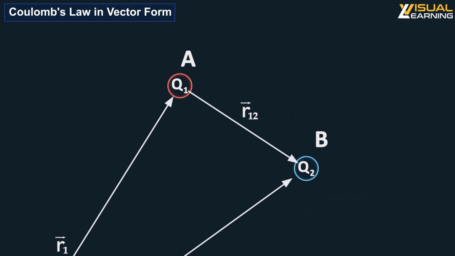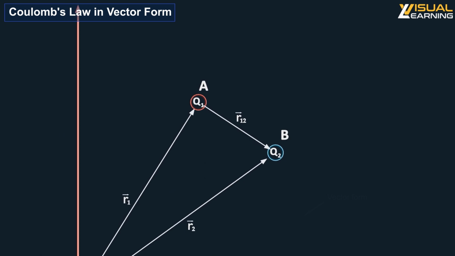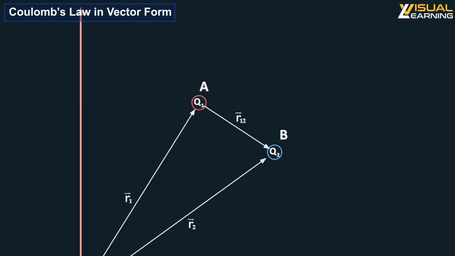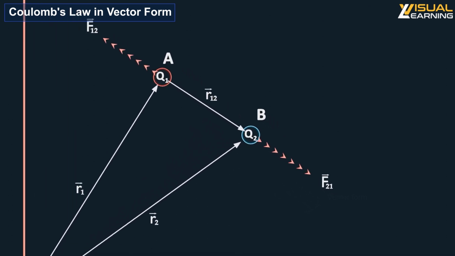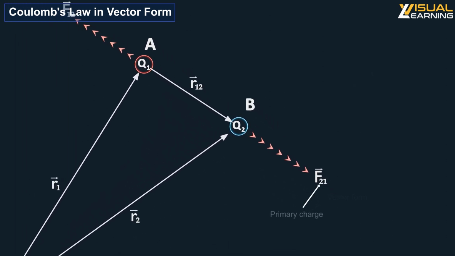Now, as we know that both charges are positive, they will exert a repulsive force on each other. Charge q1 will exert a force F21 on charge q2, and charge q2 will exert a force F12 on charge q1. Remember that the first digit of the force vector represents the primary charge, that is, the charge experiencing the force, while the second digit represents the secondary charge, that is, the charge exerting the force.